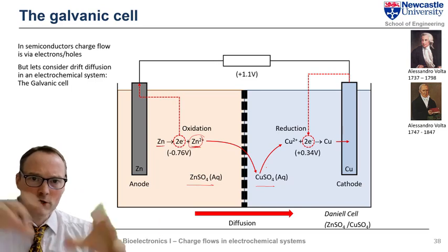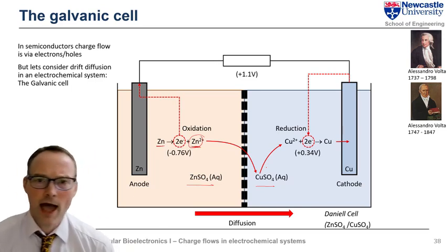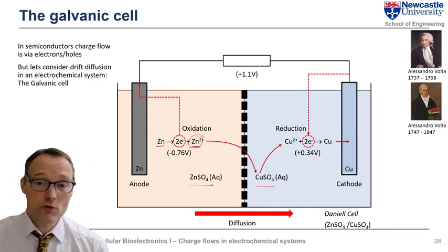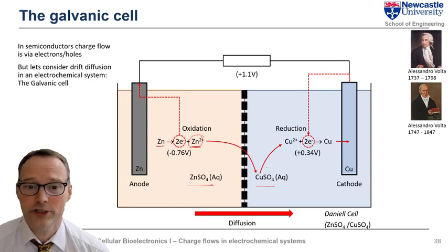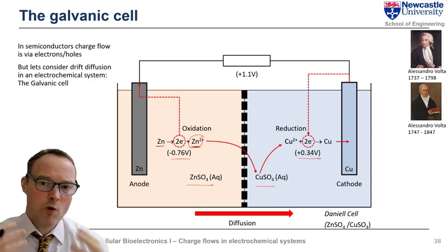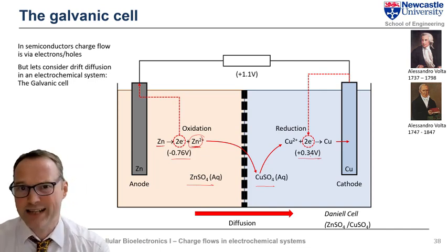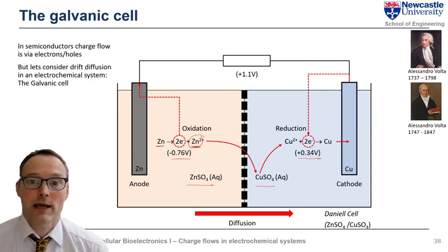And if you were to put an electrode across this, you would actually see a voltage. And that voltage is the sum of the oxidation and the reduction potentials of these two chemical reactions. So what we see here, this is the basis of batteries.